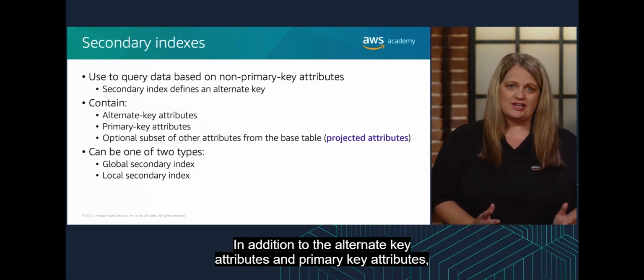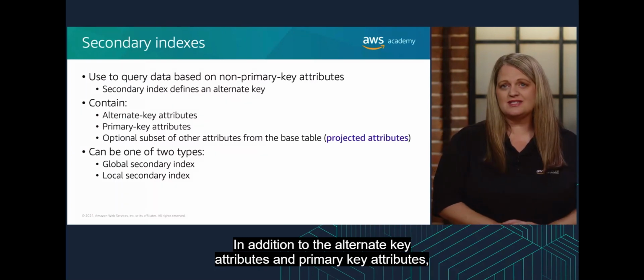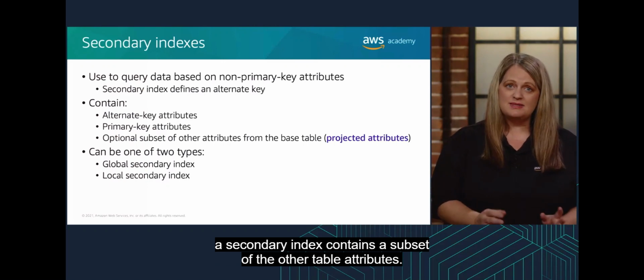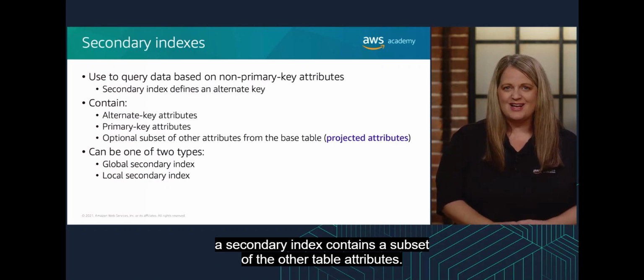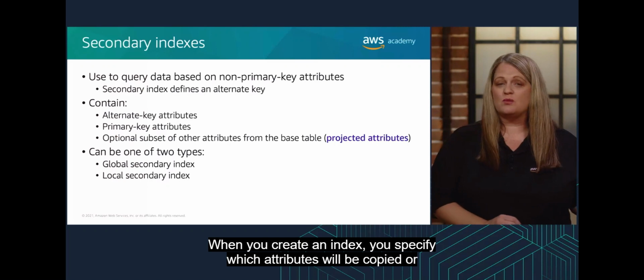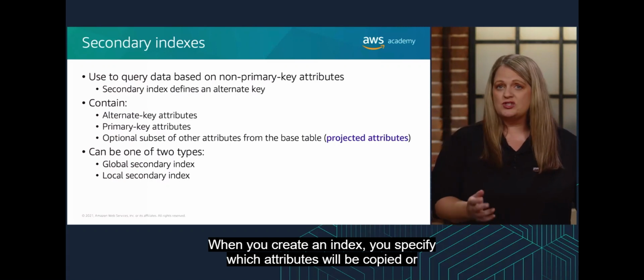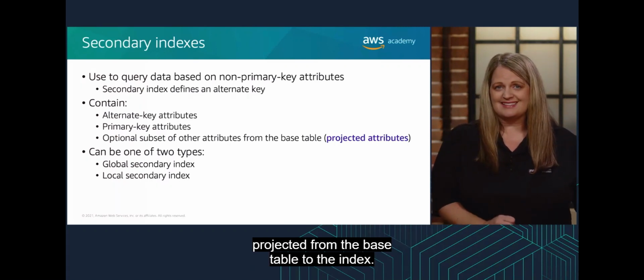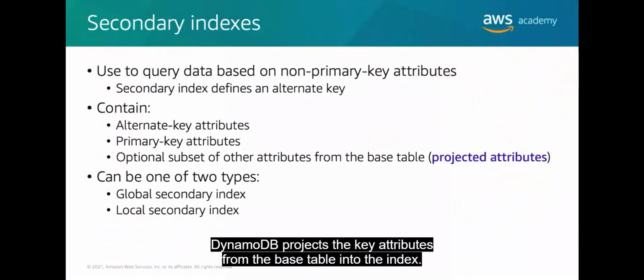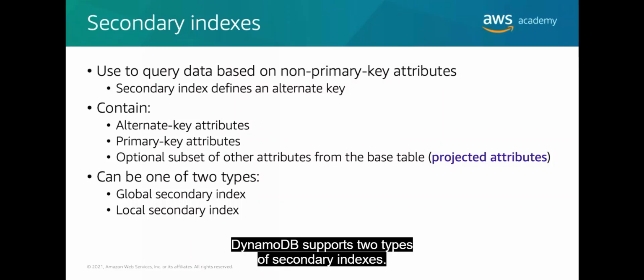In addition to the alternate key attributes and primary key attributes, a secondary index contains a subset of the other table attributes. When you create an index, you specify which attributes will be copied or projected from the base table to the index. At a minimum, DynamoDB projects the key attributes from the base table into the index. DynamoDB supports two types of secondary indexes: global secondary indexes and local secondary indexes.